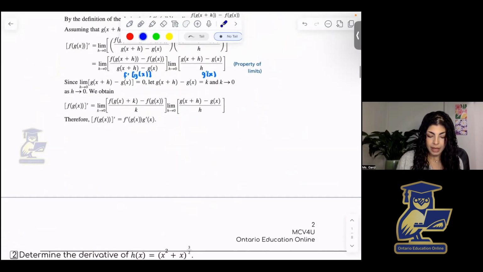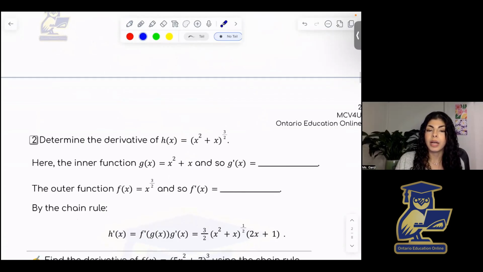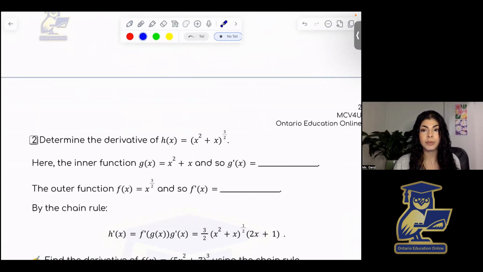So moving on, we have our first example. And this is actually exactly what I was referring to at the beginning of this lesson when I said we actually saw a version of the chain rule. And if you remember from the power of a function rule, that's pretty much the chain rule.